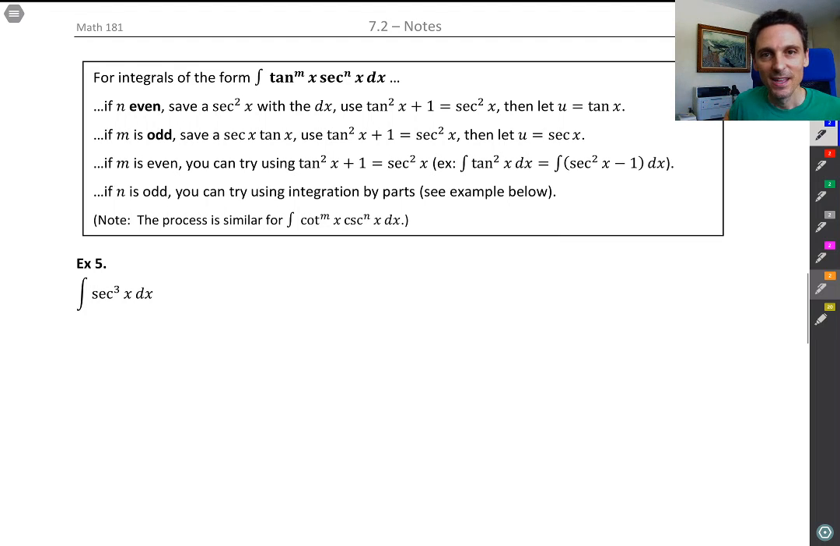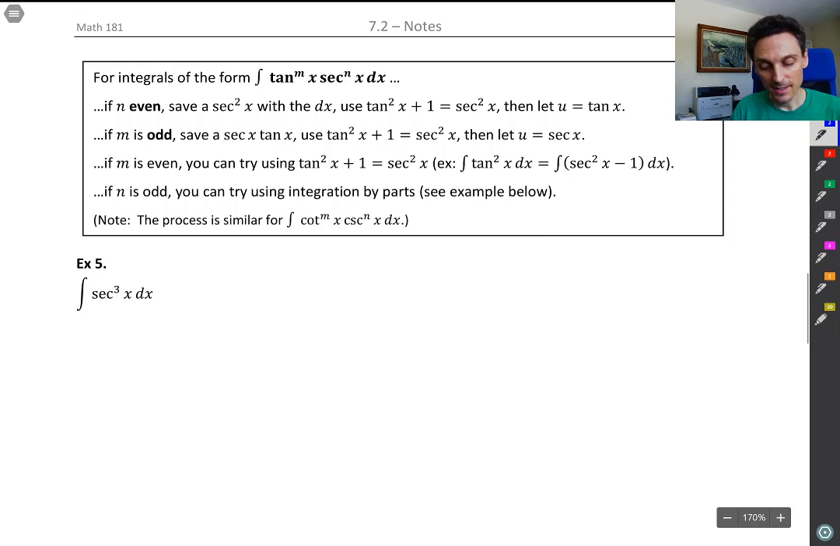Welcome back. Let's summarize the integrals of powers of tangent and powers of secant. So if you have the integral of tangent to the m of x times secant to the n of x dx, then here's a summary. And it's not going to be a perfect summary like it was with sine and cosine, but it'll get you through a lot of these problems.